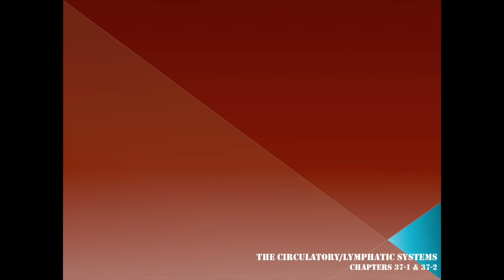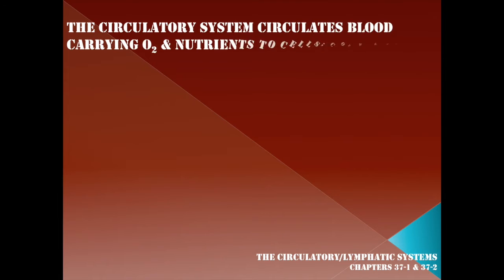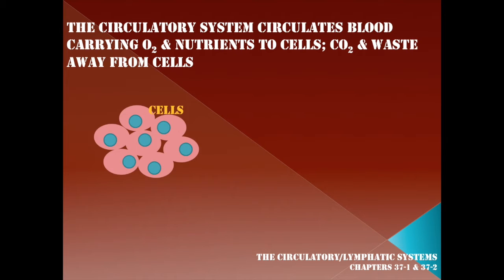All right, so the systems we're going to talk about today are the circulatory and lymphatic systems, two systems that work interchangeably. The circulatory system, if you remember, circulates blood in particular that carries oxygen and other nutrients to all the cells of your body. And then as your cells go through cellular respiration, consuming that oxygen and releasing CO2, which is waste, along with other types of waste, it carries them away.